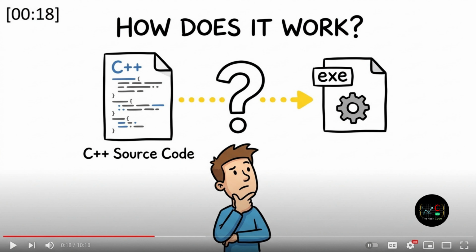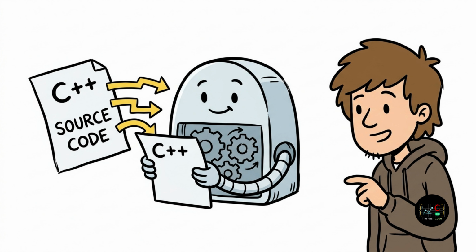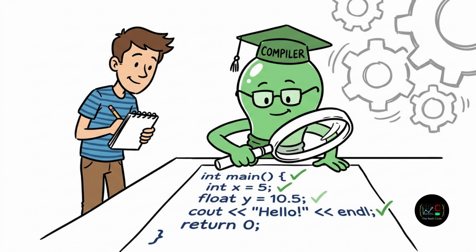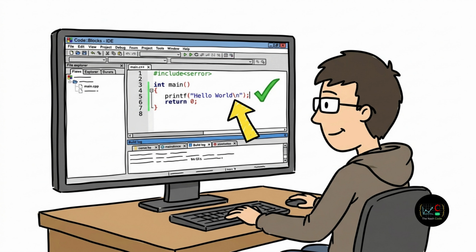But how does source code become a program the computer can run? At a beginner level, think of three stages: compile, link, and execute. First is compile. The compiler reads your C++ source code, translates it into a lower-level form, and checks it for errors. A missing semicolon or another syntax mistake can cause a compiler error.